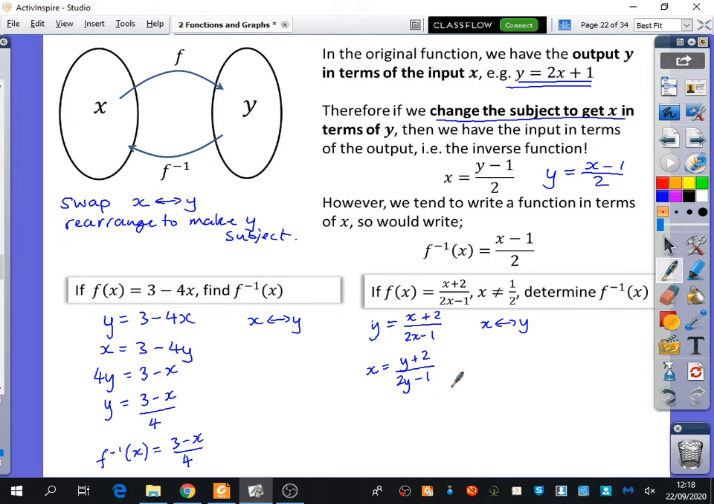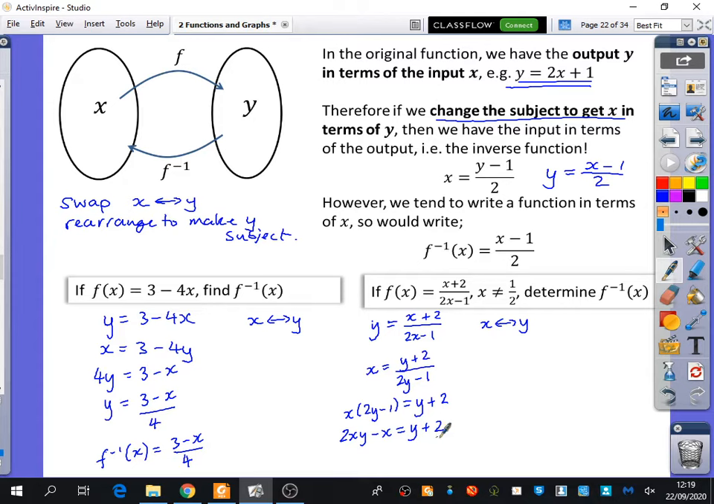So if I'm going to make y the subject, first of all I need to multiply up by the 2y minus 1. So I get x brackets 2y minus 1 equals y plus 2. Then I'm going to expand. So 2xy minus x equals y plus 2. Now if I'm trying to make y the subject here, what do I need to do? Because I've actually got two y's here. Y's onto one side and then factorize.